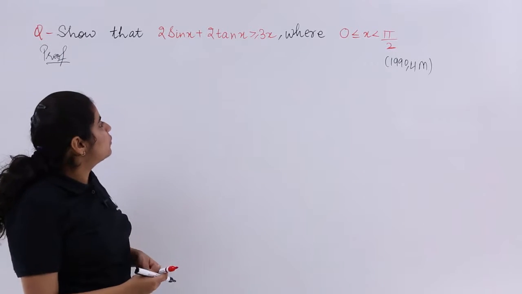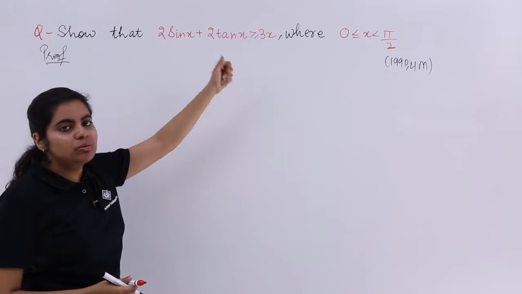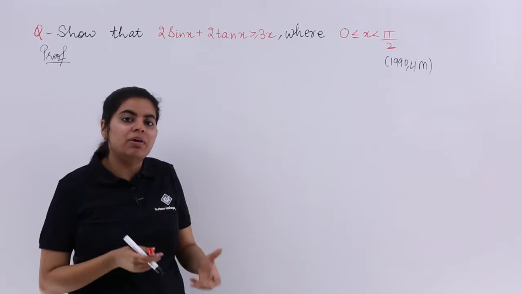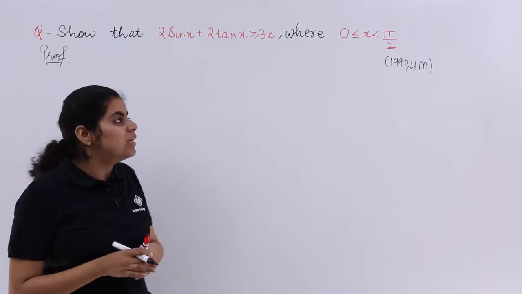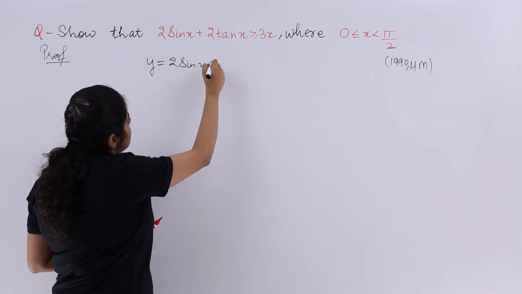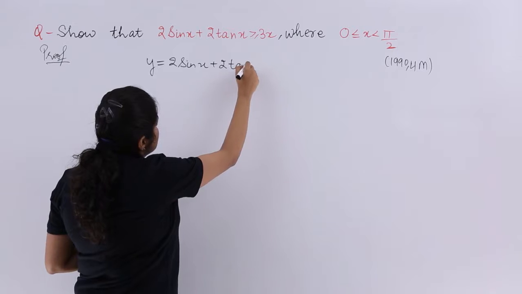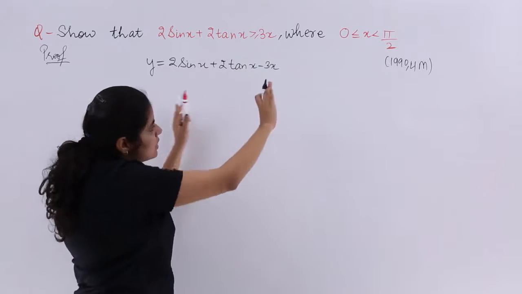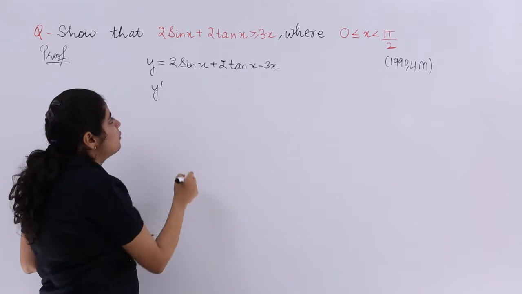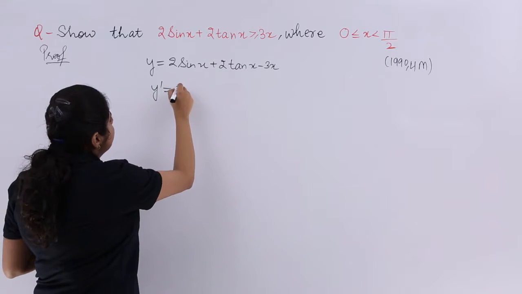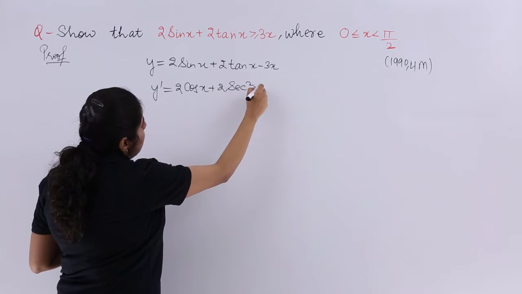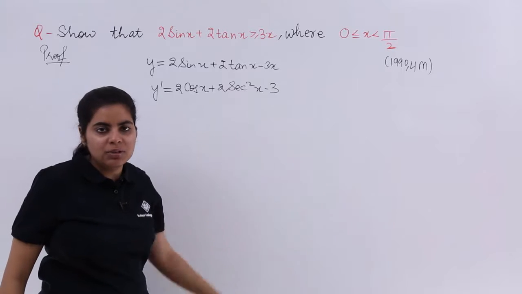Now what we have to prove is 2 sin x plus 2 tan x greater than or equal to 3x. We are more comfortable finding dy by dx and doing it that way. So let's consider it as y, and let y be equal to 2 sin x plus 2 tan x minus 3x. We have just taken it as one single entity, y. Now what about y dash? My y dash would be simply 2 cos x plus 2 secant square x minus 3, which is comfortable to find out.